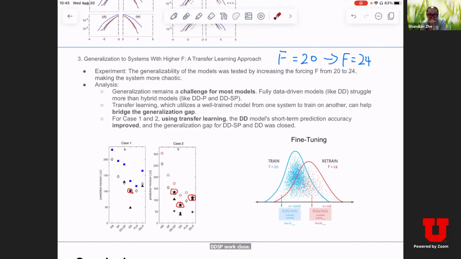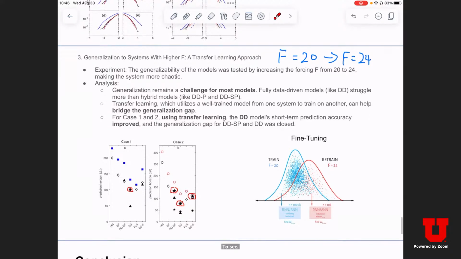So what does it mean for transfer learning? Did they just use the model trained with F20? Yeah, they get a model. They just directly use the trained model on F equal 20, and they use another small data set to do the fine tuning, what we call few-shot. They just use the new data to fine tune the trained model. Yes. Okay. Here they use a million data sets.